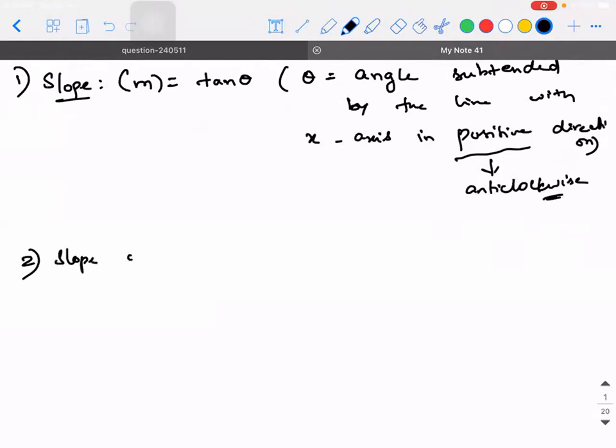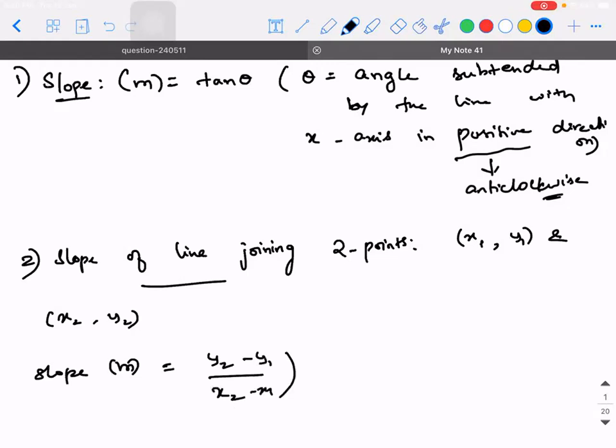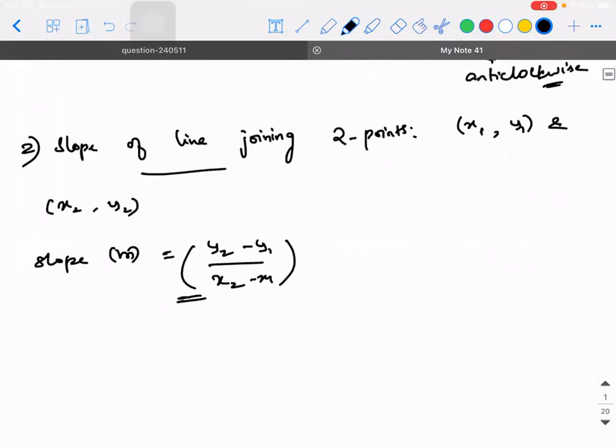Secondly, slope of line joining 2 points, what is it? Let the 2 points be x1 comma y1 and x2 comma y2. So slope is how much? y2 minus y1 divided by x2 minus x1.